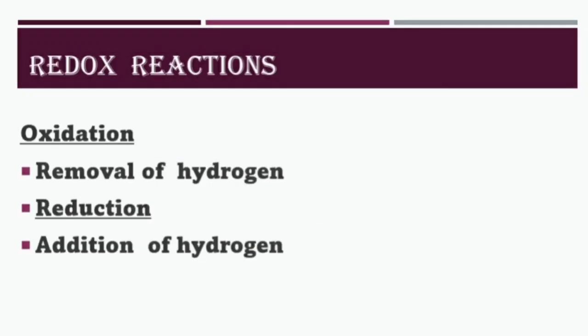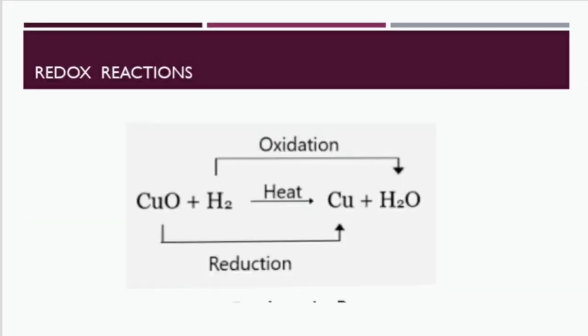Now what is oxidation reduction in terms of hydrogen? Removal of hydrogen is oxidation and addition of hydrogen is reduction. Let's see one example. Copper oxide plus hydrogen gives copper plus water. When oxygen is removed from copper oxide, it becomes a reduction reaction. When oxygen is added to hydrogen, it becomes water, that is oxidation reaction. So oxidation and reduction takes place in same reaction, so it is known as redox reaction.